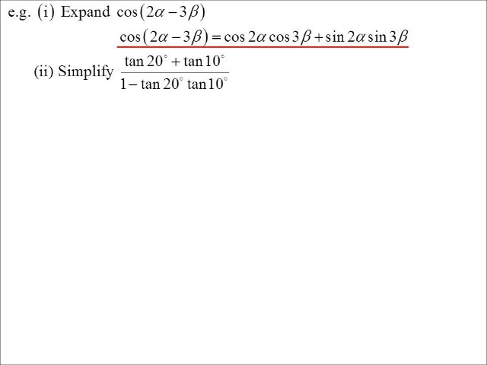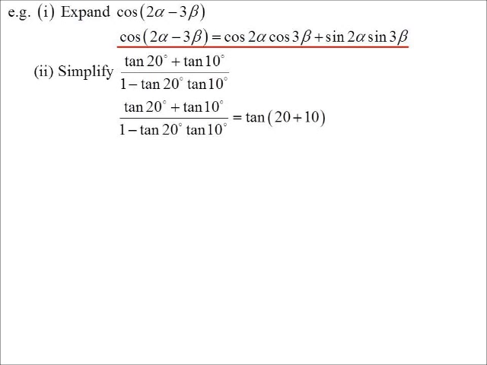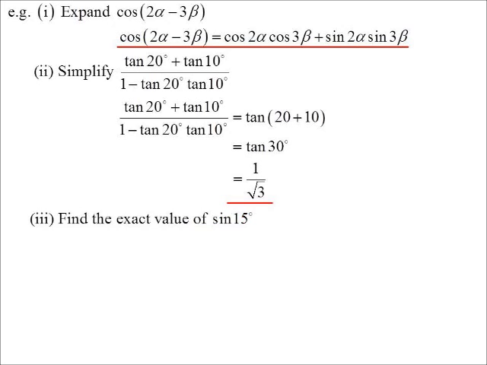Simplify this one. Many a mistake has been made with this question, because they look at tan 20 and think, hang on, how can I create 20 out of angles I know? But actually have a look at what you've got. You have got tan plus tan on 1 minus tan tan. It's tan of 20 plus 10. Tan 30, which is an exact value, 1 on root 3.